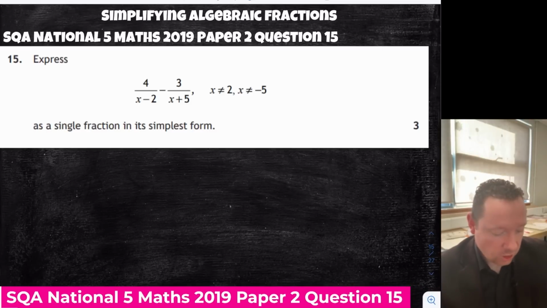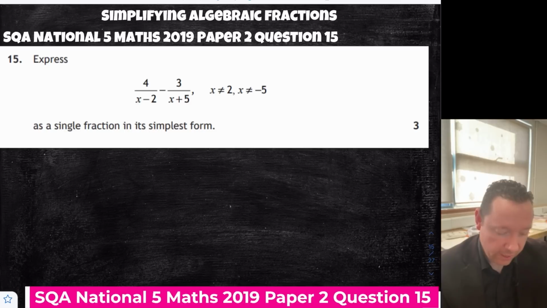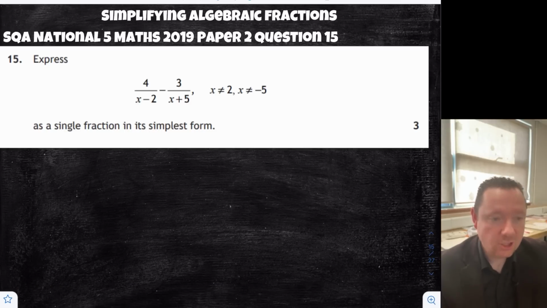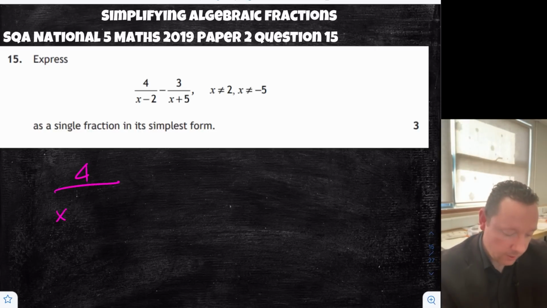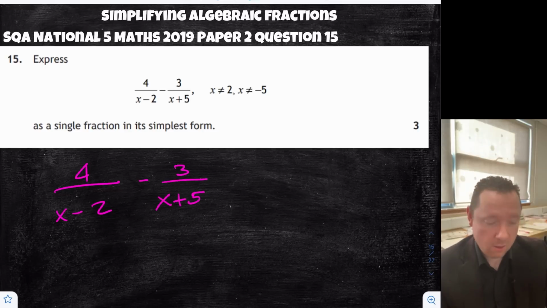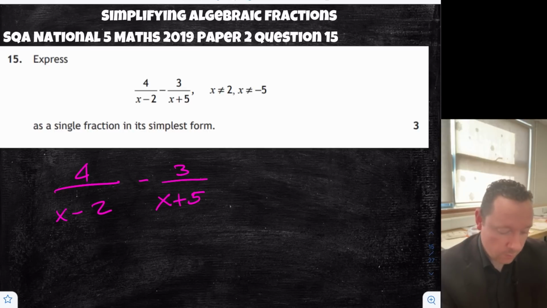Simplifying algebraic fractions, SQA National 5 Maths 2019, Paper 2, Question 15. Express 4 over x minus 2, take away 3 over x plus 5, as a single fraction in its simplest form. So this works exactly the same way as fractions when you're adding or taking away. You need a common denominator. Now, the easiest way to get a common denominator, especially with algebraic fractions, is to times the bottoms together.